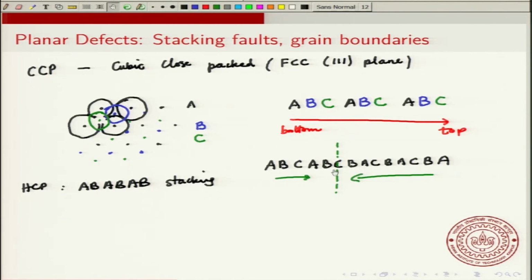And this is a planar defect because this extends through this whole layer. ABC actually represents A represents one whole layer. Similarly, B represents one whole plane of atoms. C also represents a whole plane of atoms. So the stacking fault is a planar defect. It's a whole plane of defective atoms.